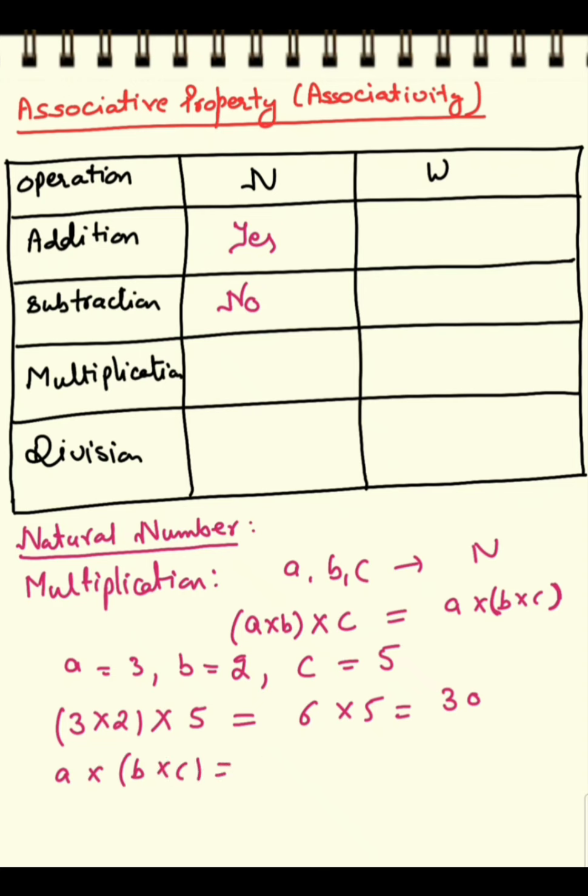So next I will take this group. So A is 3 into B is 2 into 5. This is equal to 3 into 10, which is equal to 30. Both are equal. So we can say that the multiplication of natural numbers satisfies associative property. So we can write here yes.